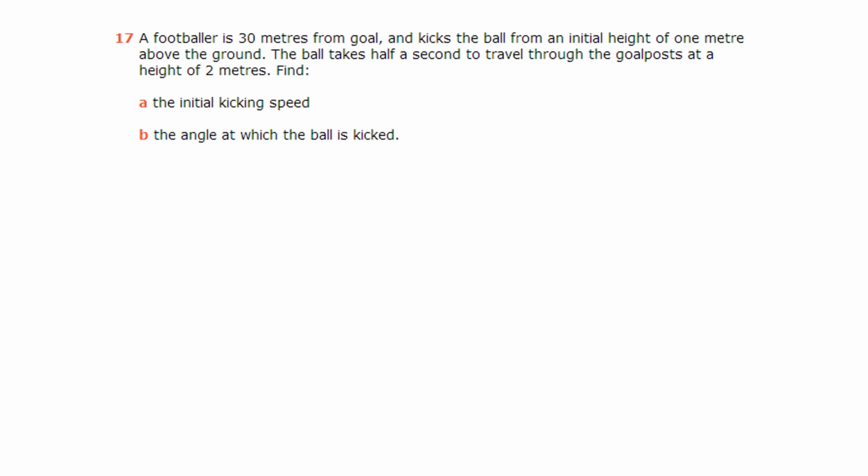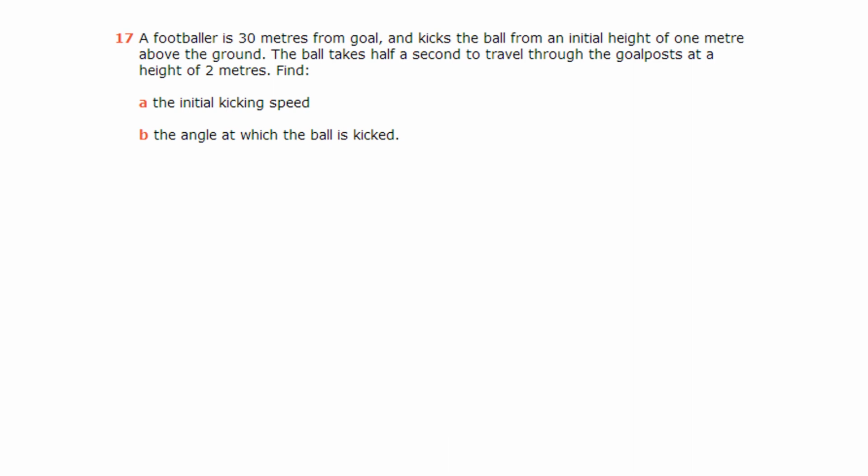Okay guys, here's the final question of the session. A footballer is 30 meters out from goal and kicks the ball from an initial height of 1 meter above the ground. The ball takes half a second to travel through the goalposts at a height of 2 meters.